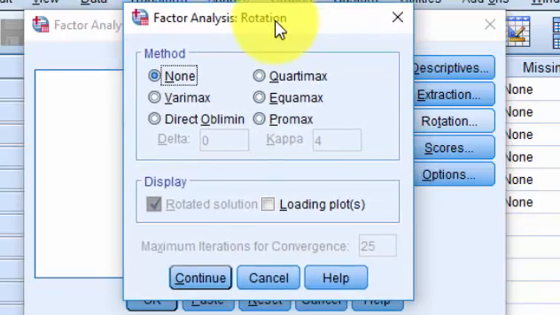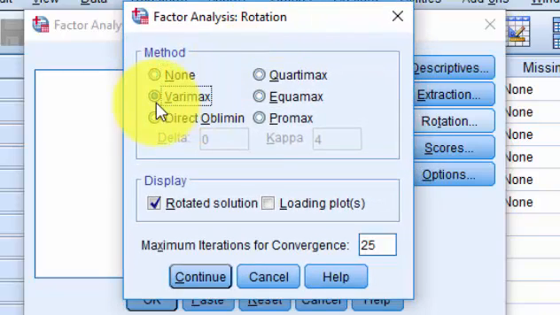Rotation. We always begin with the varimax. You've got to remember that is an orthogonal rotation, and the oblimin here is an oblique rotation. So if you think your new factors are going to be strongly correlated, you would use the oblique. It allows overlap between the new factors, where the varimax, the orthogonal, does not. It tries to remove all the overlapping variance there. Okay, continue.